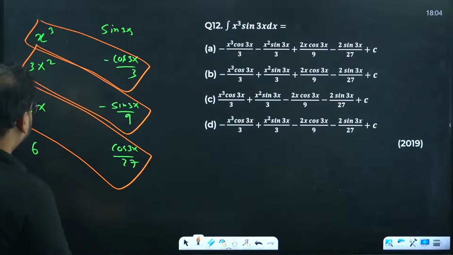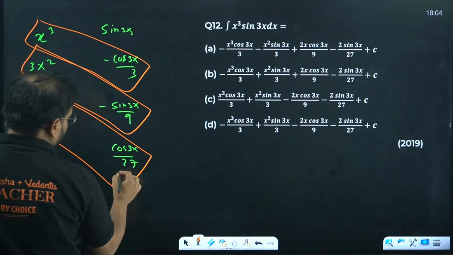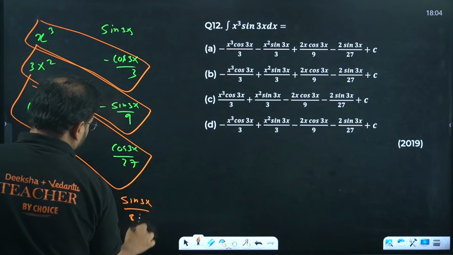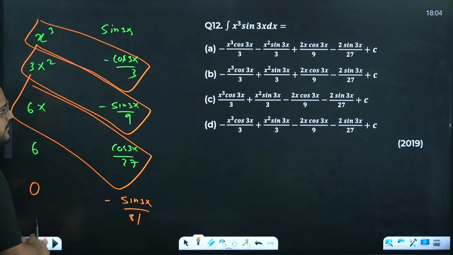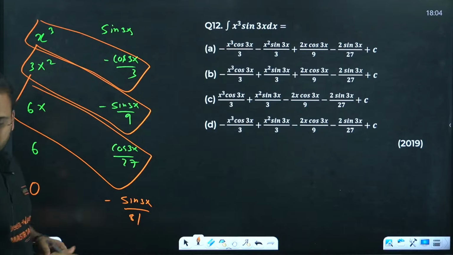And of course next will be what? 0, right? And over here also you'll have minus sin 3x by 81. Club this. You'll have over here 27, here 2 sin 3x by 27. Option A looks right, guys. 12th is A or B.